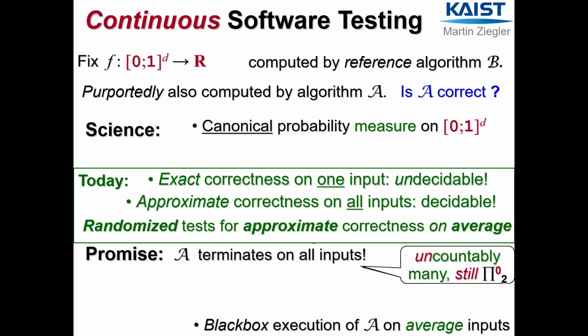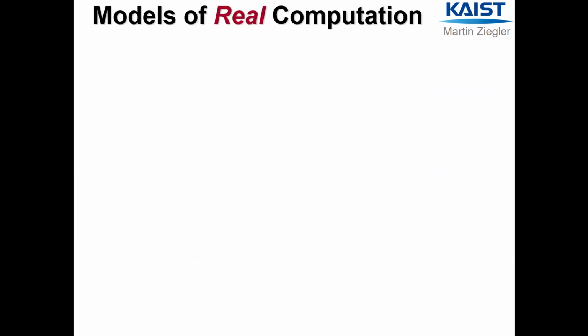But before going there, what do I really mean with algorithm? With algorithm, I mean type 2 machine. So now I need to talk a little bit about models of computation over real numbers, emphasis on real numbers. There are two major models of computation over real numbers, emphasis on not rational, not algebraic, but really on real numbers.